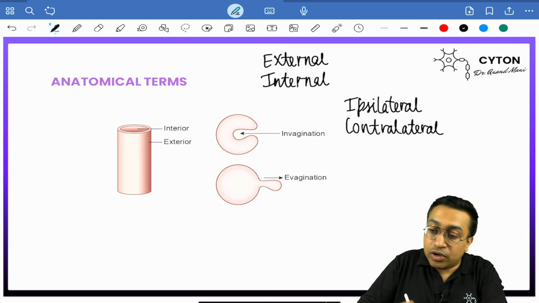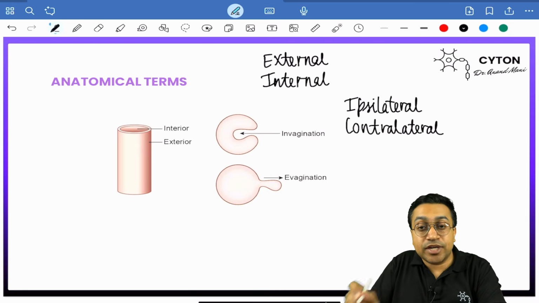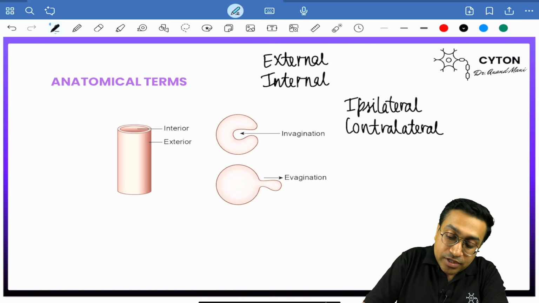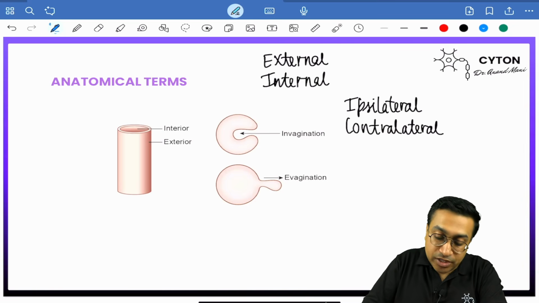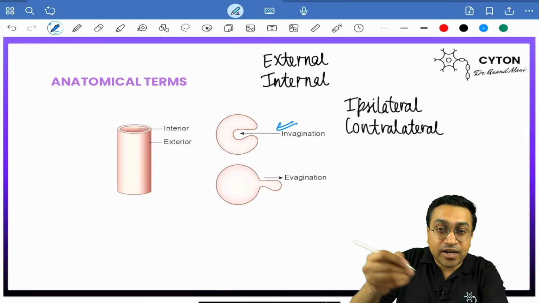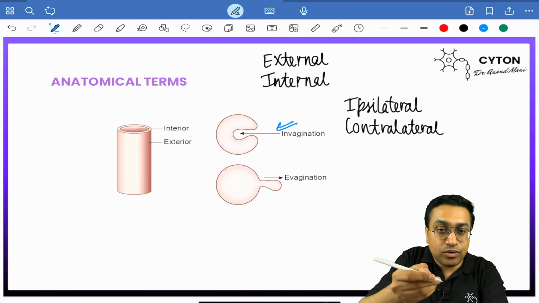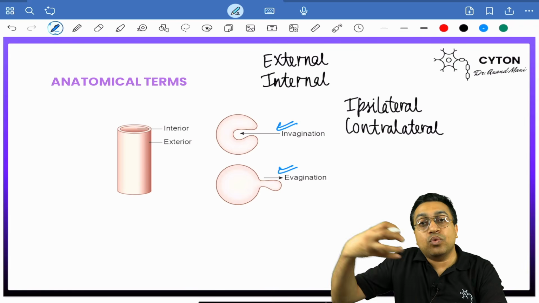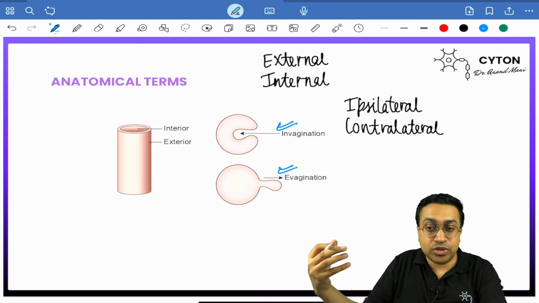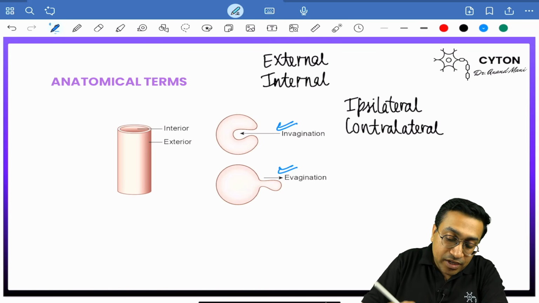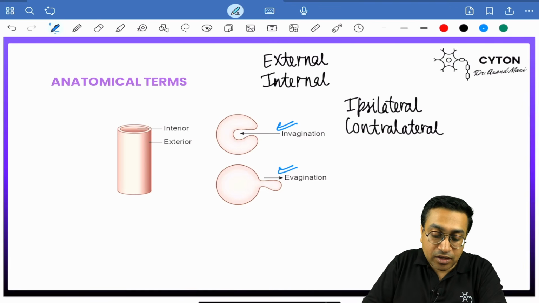Contralateral is on the opposite side of the body, okay. Then you have the other words like the invagination, as you can see in this image, invagination, inwards or inside or protrusion, inside, okay. Then evagination, coming outside, something coming outwards or outside protrusion, okay, that is evagination. Interior and exterior is same, internal and external, okay, what we just discussed, okay.